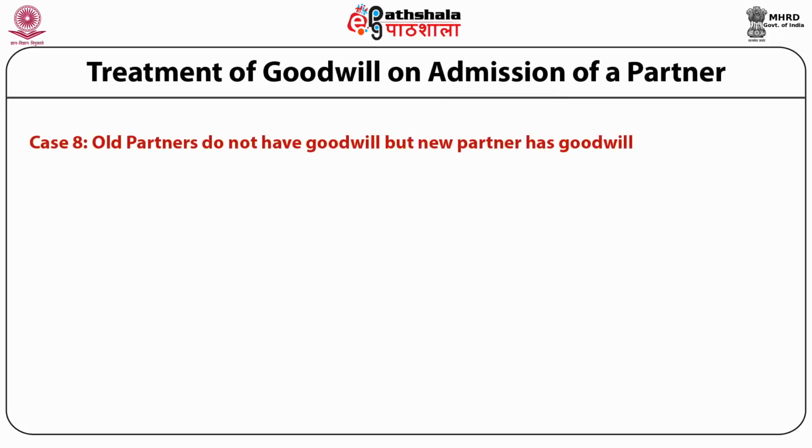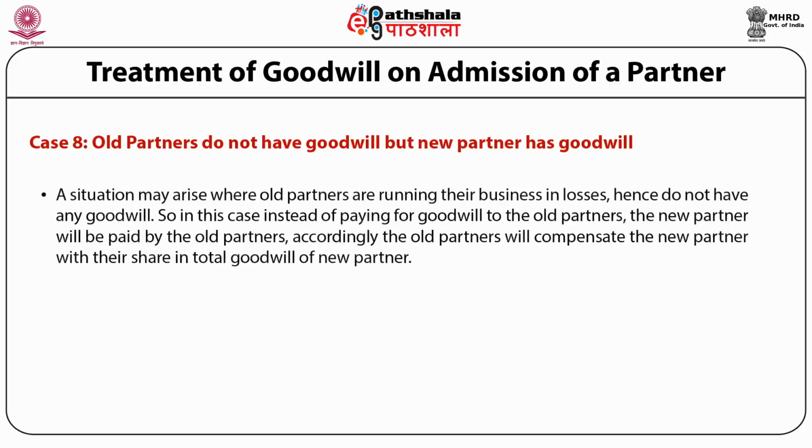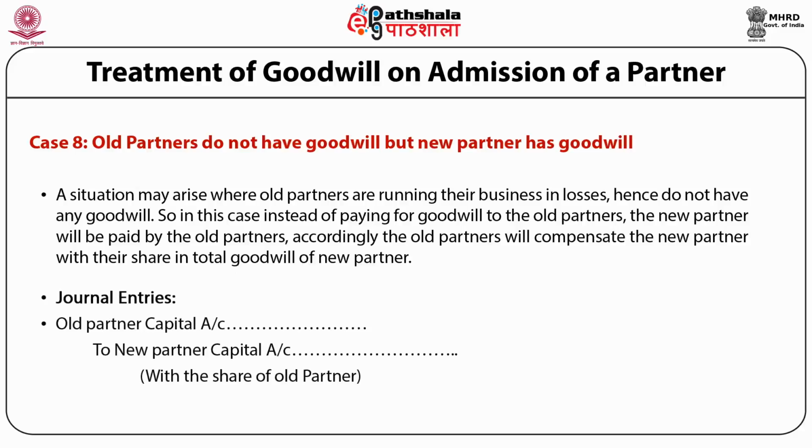Case 8. Old partners do not have goodwill, but the new partner has goodwill. A situation may arise where old partners are running their business in losses, hence do not have any goodwill. So in this case, instead of paying for goodwill to the old partners, the new partner will be paid by the old partners. Accordingly, the old partners will compensate the new partner with their share in the total goodwill of the new partner. The journal entry will be: old partners' capital account debited to new partner's capital account, for the share of the goodwill.